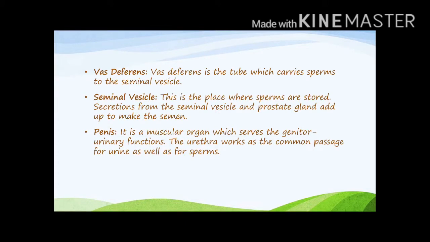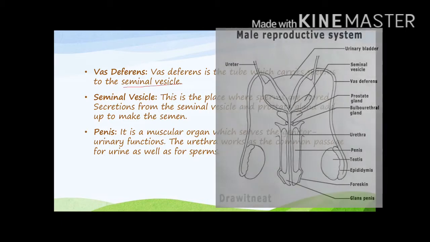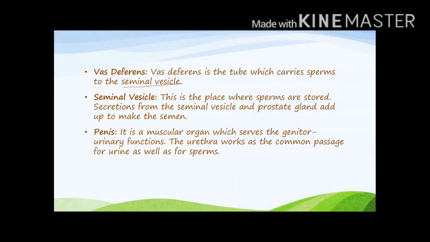Next it is vas deferens. Vas deferens is the tube which carries sperms to the seminal vesicles. Next it is seminal vesicle. This is the place where sperms are stored. The place where sperms are stored is called seminal vesicle.